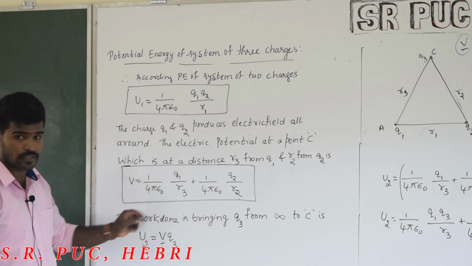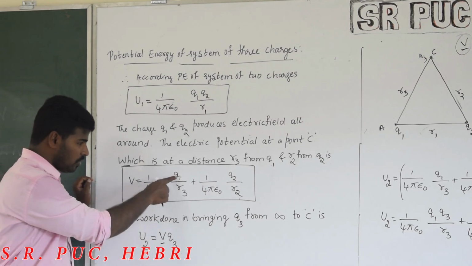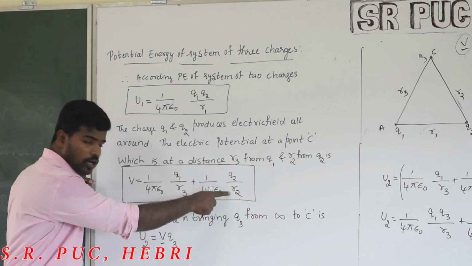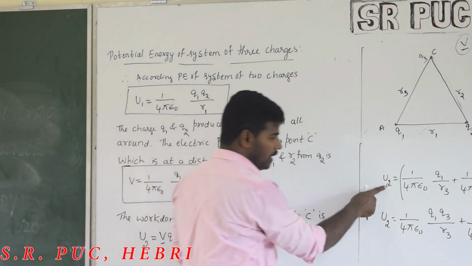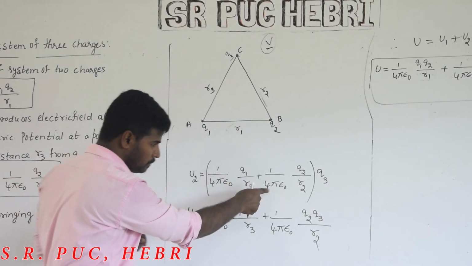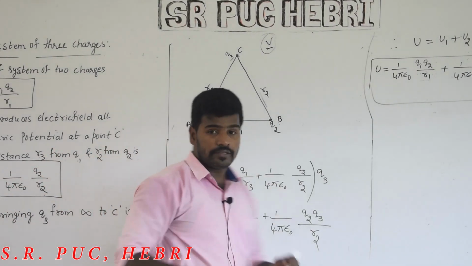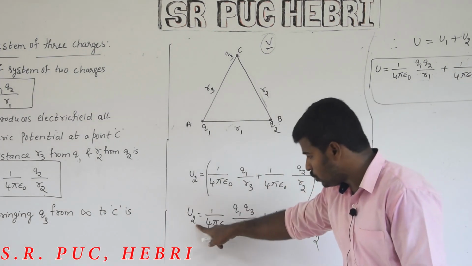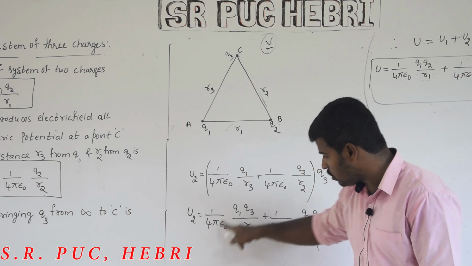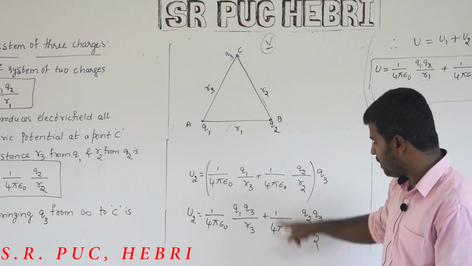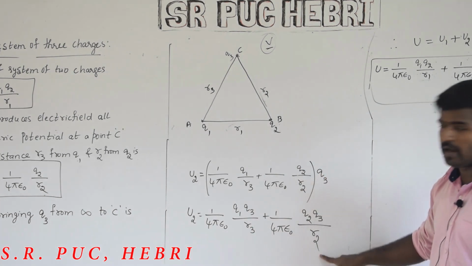Therefore, the value of V is equal to 1 by 4 pi epsilon naught Q1 divided by R3 plus 1 by 4 pi epsilon naught Q2 divided by R2. I substituted that here: U2 is equal to 1 by 4 pi epsilon naught Q1 divided by R3 plus 1 by 4 pi epsilon naught Q2 by R2, times Q3. That Q3 is multiplied over here. Therefore, U2 is equal to 1 by 4 pi epsilon naught Q1 Q3 divided by R3 plus 1 by 4 pi epsilon naught Q2 Q3 divided by R2.